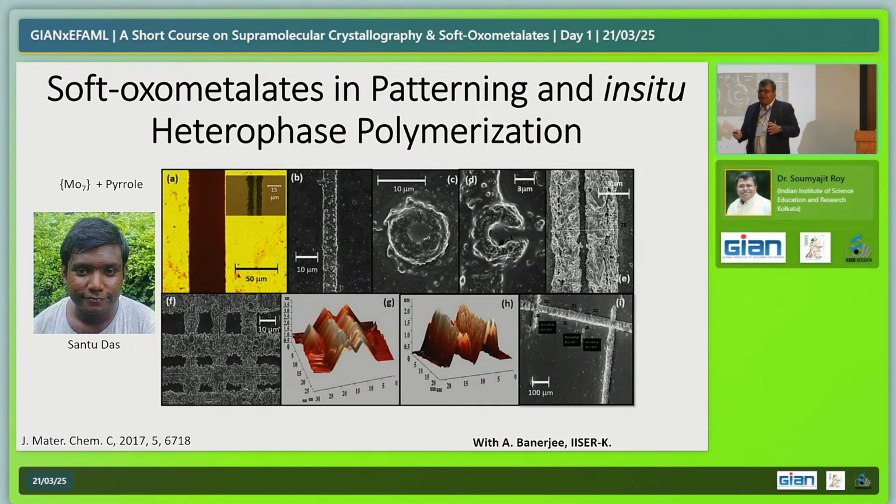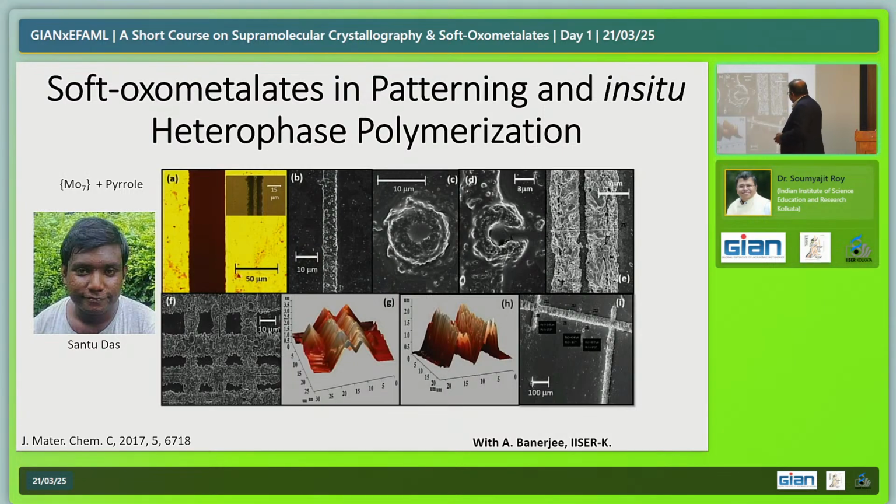Because crystalline patterns would be sharp and straight. So this was a very important observation from Shontu, and then we deciphered this entire pathway with XPS and so on and so forth, the full story.